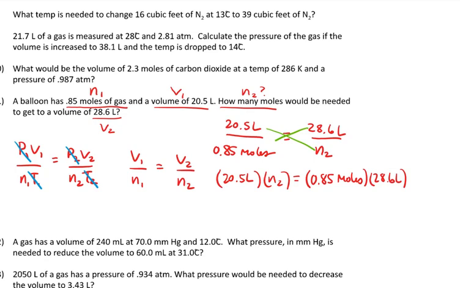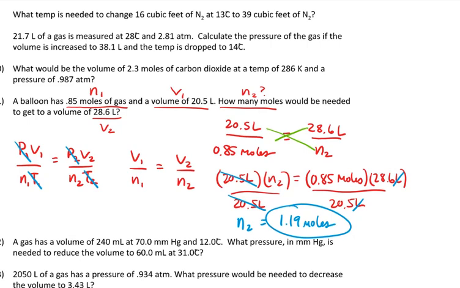All right. So to get N2 by itself, now I need to divide by 20.5 liters on either side. In doing so, it'll cancel it out from the left side. It'll leave me only N2 on the left. That's what we want. And on the right, my units of liters will cancel out. And so now all I'm left with is units of moles, and that's what we wanted. And if I calculate that, N2 should come out to be 1.19 moles.